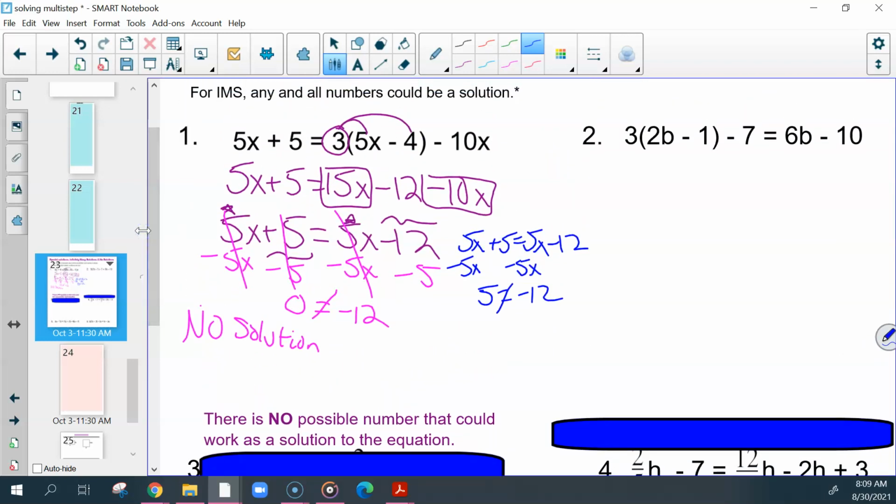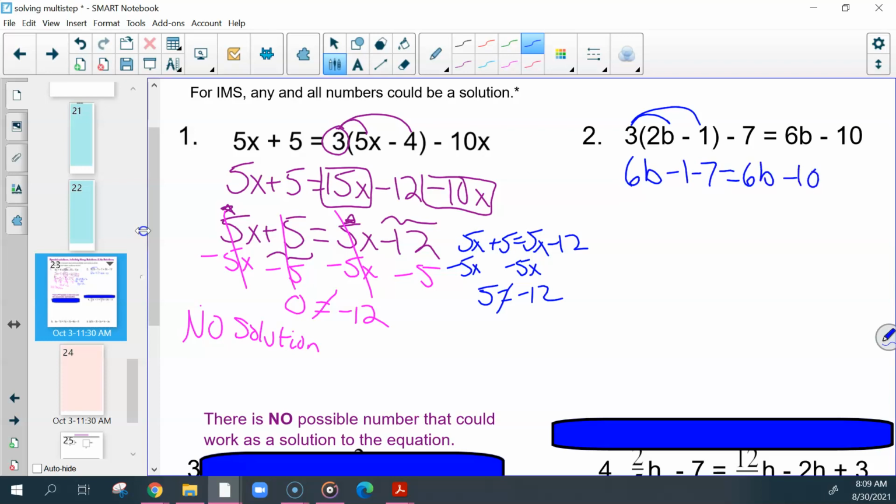Let's try the second example. Same thing, it looks like a regular equation. So I can go ahead and distribute. Oh, sorry. I'm going to finish writing this really fast and then go back to this one.